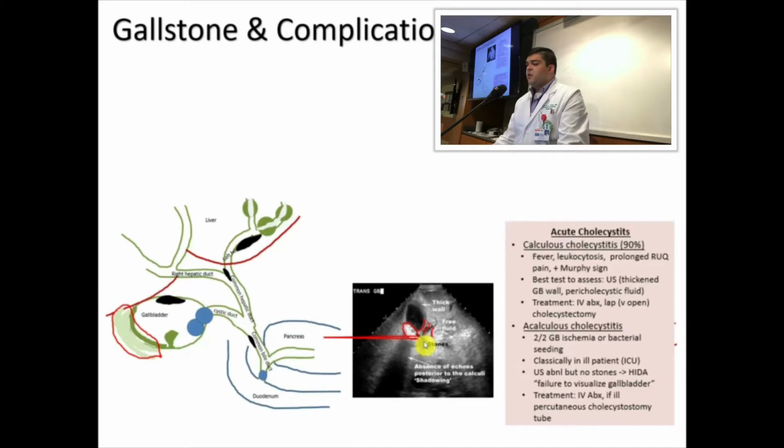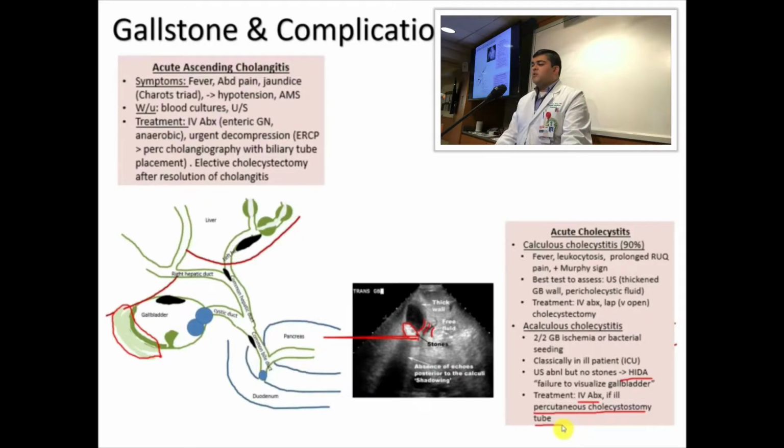Acalculous cholecystitis: classically, you get a very sick patient in the ICU who's been there for some time. The mechanism is that you can have some transient gallbladder ischemia, or there's bacterial seeding of the gallbladder. So the ultrasound will be abnormal, but you won't see any stones. That's when you can use the HIDA, where you don't see the gallbladder there as well. And then for that, you do IV antibiotics. You don't do a cholecystectomy because these patients are often pretty sick, and a percutaneous cholecystostomy tube is sufficient for treating that in addition to IV antibiotics.